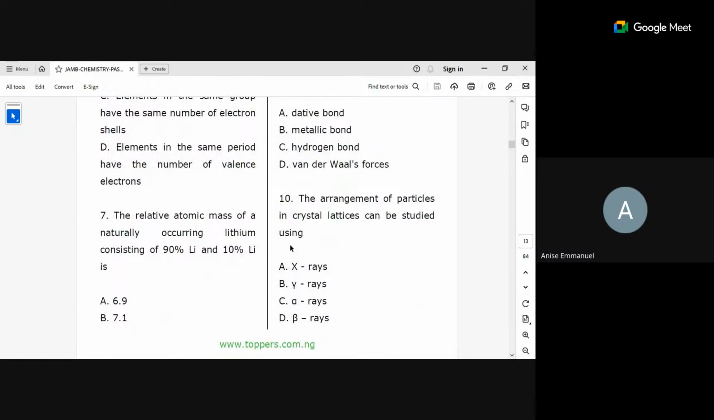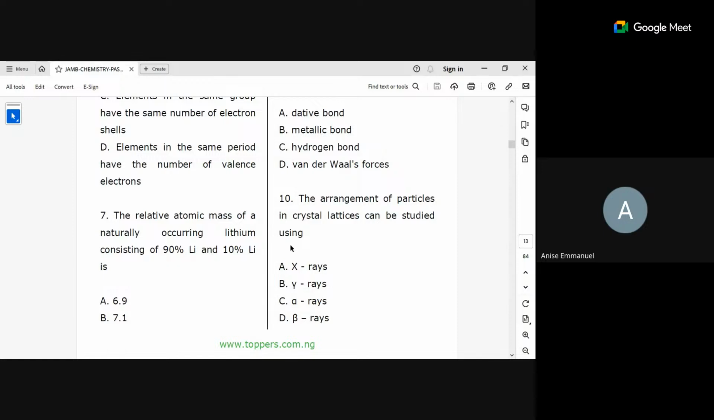The relative atomic mass of a naturally occurring lithium consisting of 90% lithium-6 and 10% lithium-7 is this. This is very easy. In answering this, if you go back to your SS1, when we were solving isotopes, or I think yes, it is in scientific application also, when we are solving isotopes, molar mass, mass number.